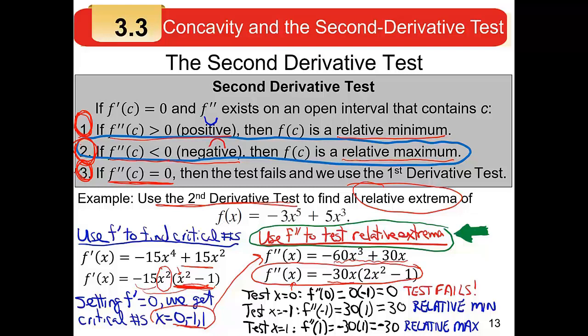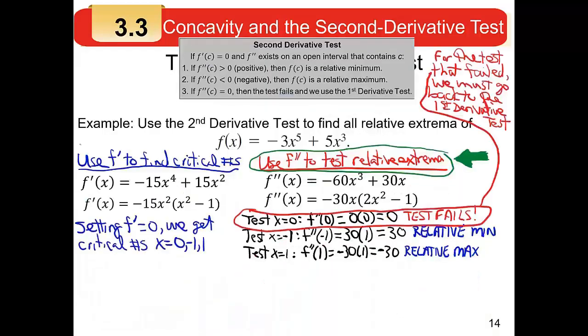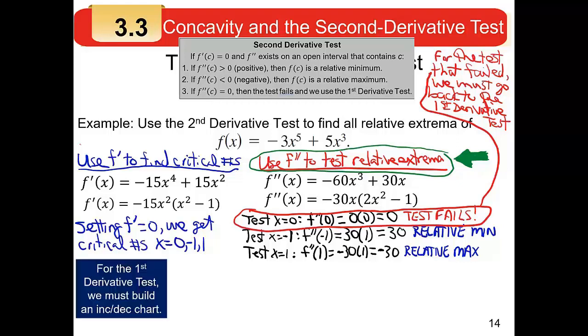But whenever the test fails on a critical number, you have to go back to the first derivative test. So we're not quite done. In a perfect world, we would have gotten an answer for all of those, and we'd have found our relative maxes and mins, and we'd be done. But whenever the test fails for a critical number, for that particular critical number, you have to go back and test it using the first derivative test. That means you have to build your increasing decreasing chart, just like we did back in the earlier stuff, except we only care about being around 0.